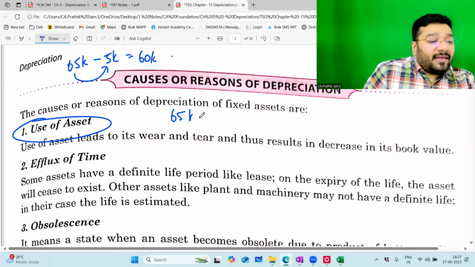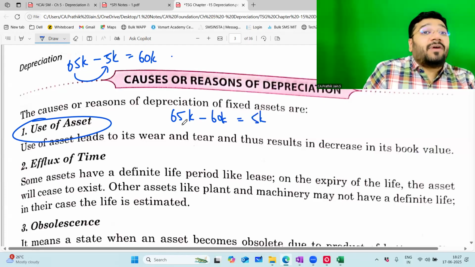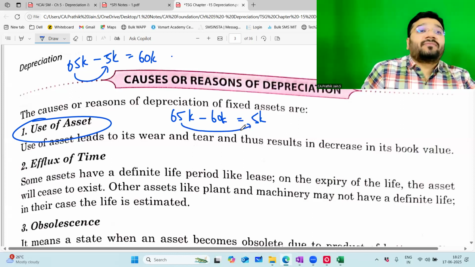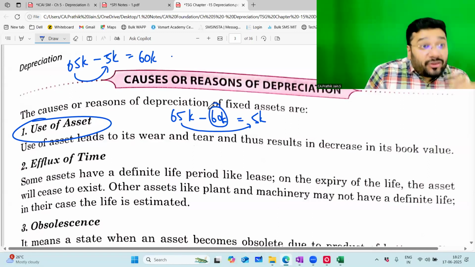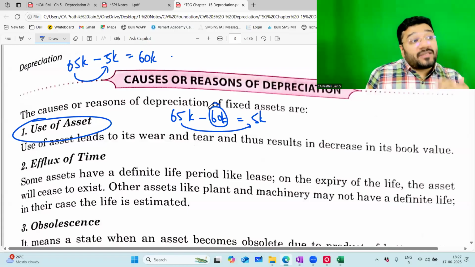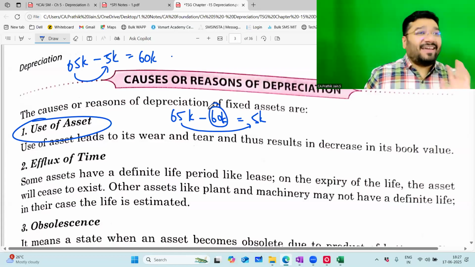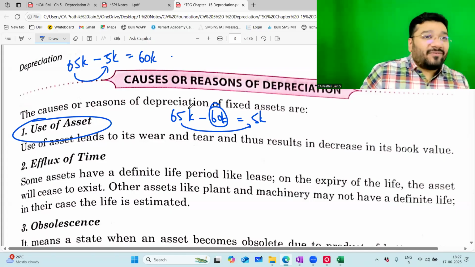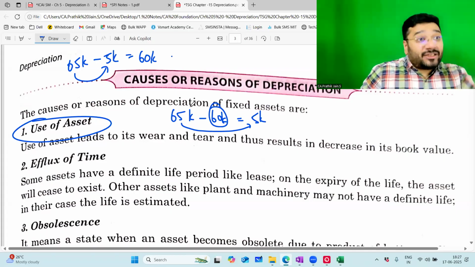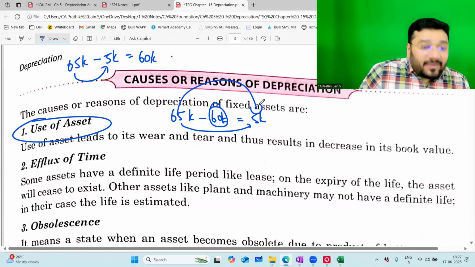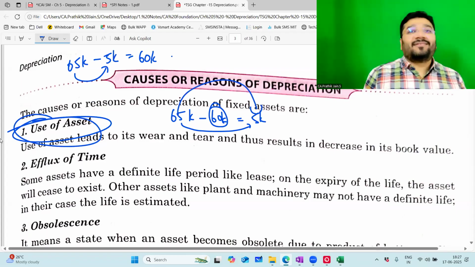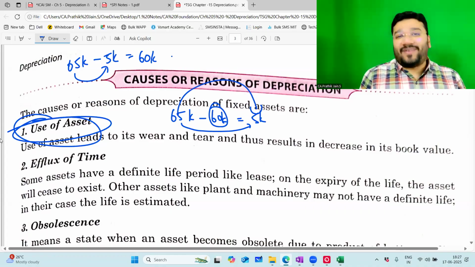From 65,000 minus 60,000, now it has become how much? A 65,000 worth vehicle has become 5,000. 60,000 worth of it is gone. How is the worth gone? By using it. Wear and tear. So, what is depreciation? Depreciation is reduction in the value of the asset. How? By using the asset, in the manner my brother used it. That is called usage of asset.